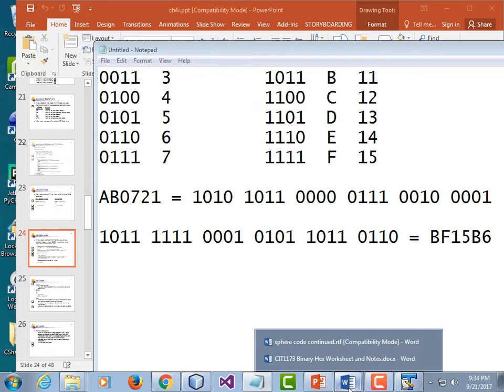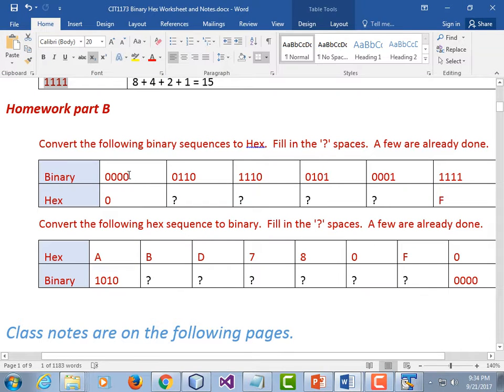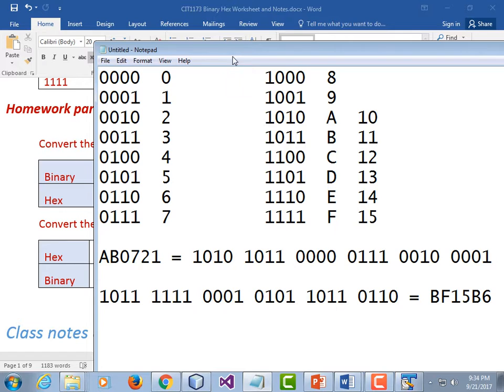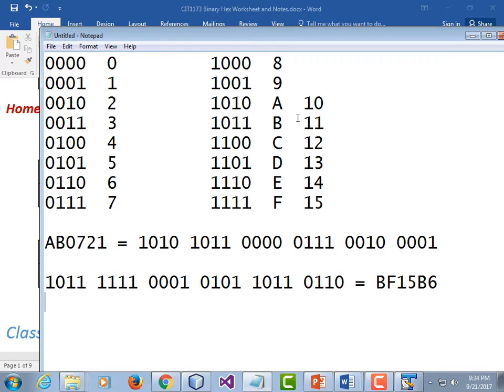So let's go back to our worksheet, and I think we're getting close to done. Convert the following binary series to hex. Fill in the question mark spaces if you're already done. You can use the lookup table. I'll bring it back up on screen, but all zeros is obviously a 0, and all ones is obviously an F. Let's pull up Mr. Lookup Table again, and y'all can do the rest of them. Forget this 10, 11, 12, and 13, and 14, and 15 business. That's not what you want. I may even delete those.